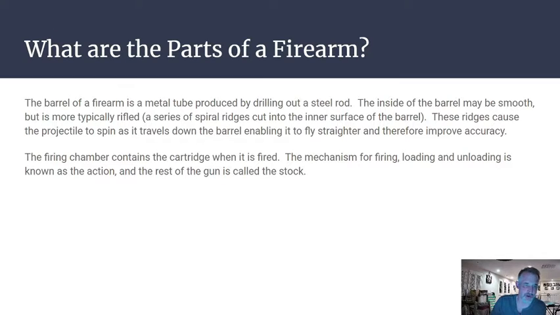The firing chamber contains the cartridge when it is fired. The mechanism for firing, loading, and unloading is known as the action, and the rest of the gun is called the stock.